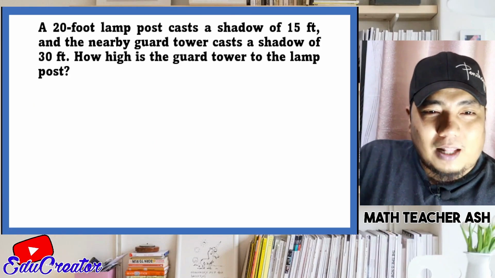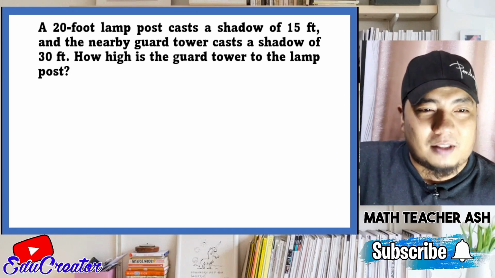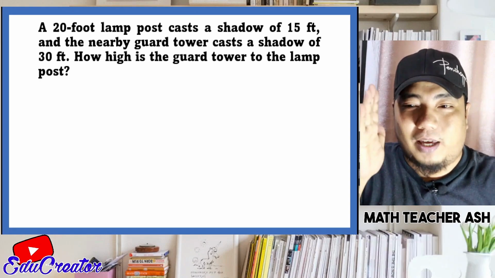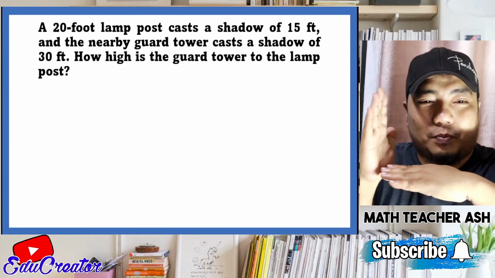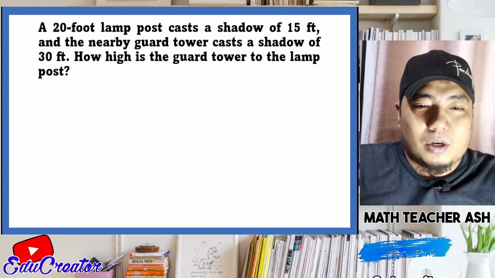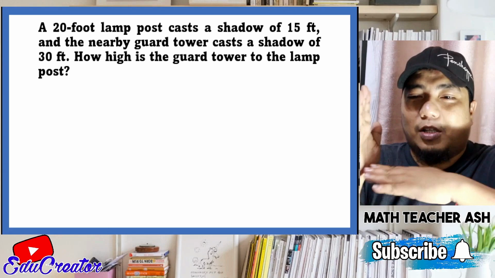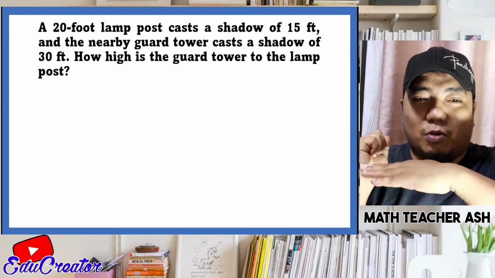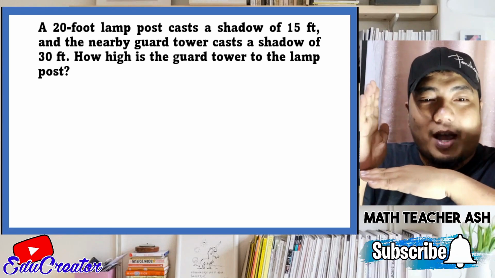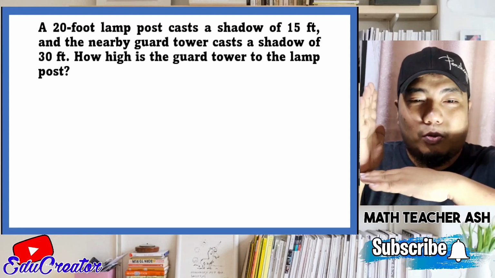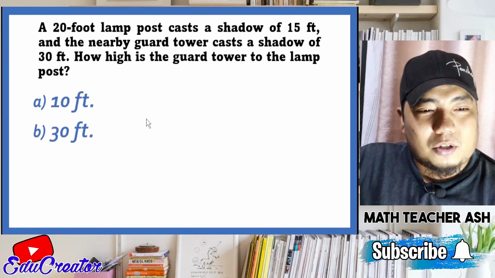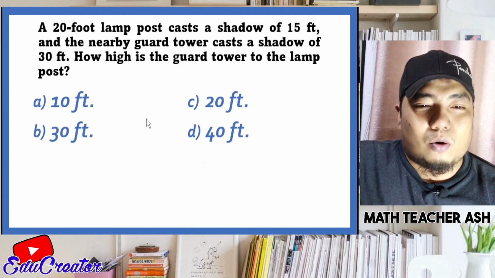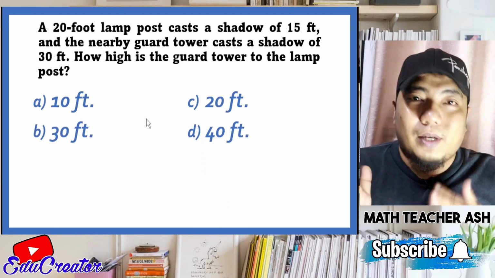A 20-foot lamp post casts a shadow of 15 feet. 20-foot lamp, and then 15 feet. A nearby guard tower casts a shadow of 30 feet. So this is the shadow, 30 feet. This is unknown. How high is the guard tower to the lamppost? 10 feet, 30 feet, 20 feet, or 40 feet. So how do we get this, my dear math learners?